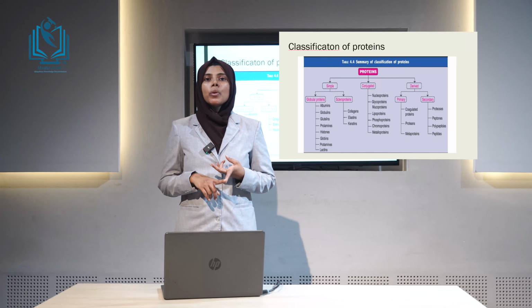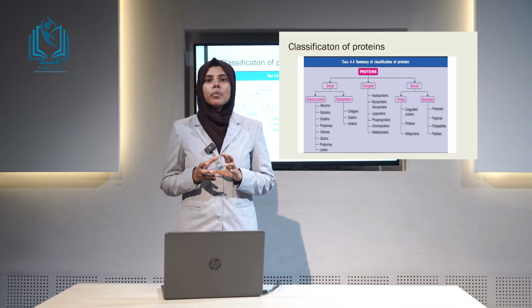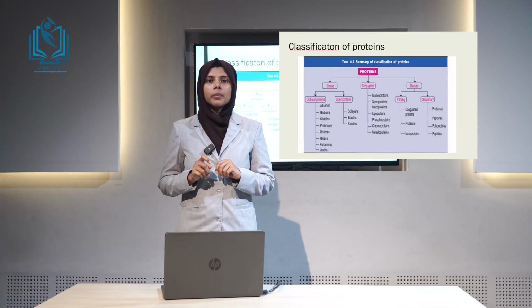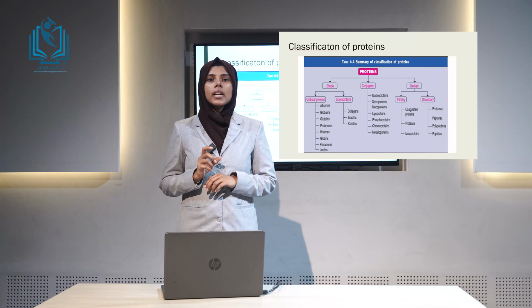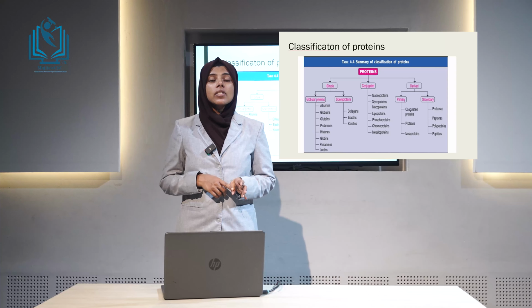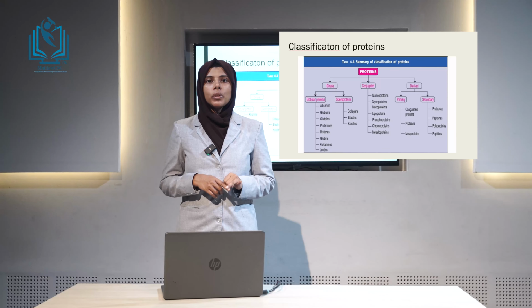Globular proteins are proteins which have a globular shape, or spherical shape, or oval shape. Scleroproteins have a fiber-like structure. Globular proteins contain proteins like albumin and globulin. And scleroproteins have proteins like elastin, keratin, and collagen.